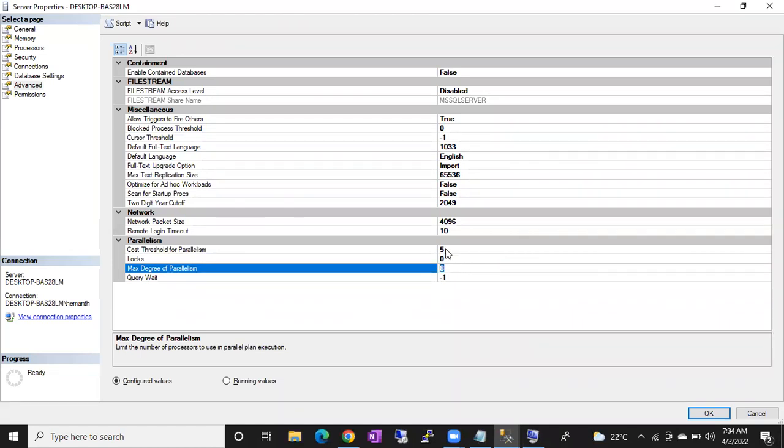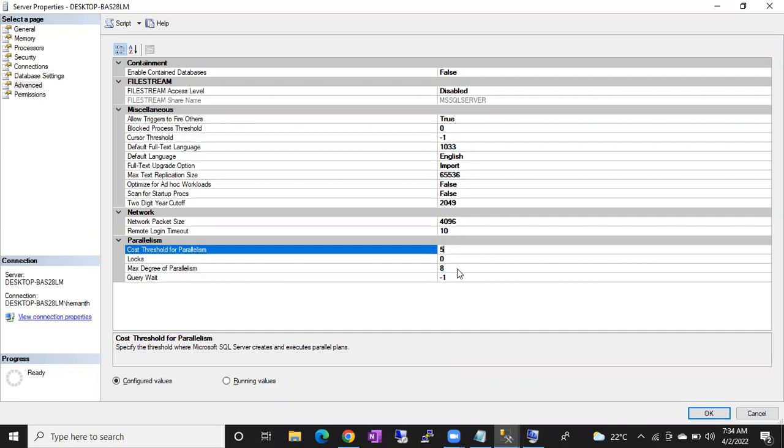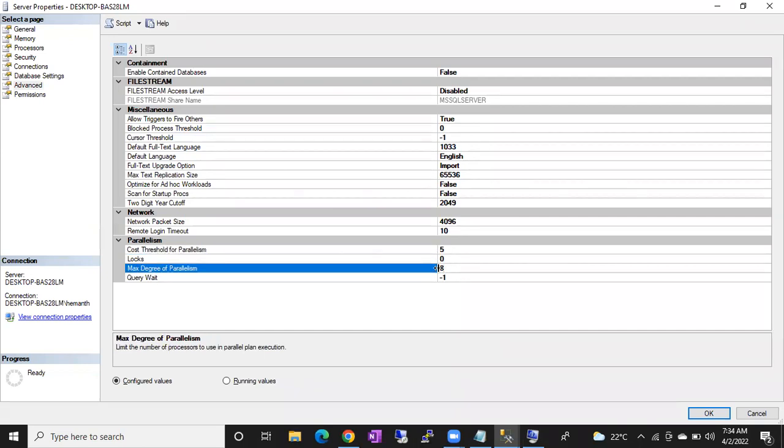So the cost threshold for parallelism will always be 4 or 5, and the max degree of parallelism depends upon the CPU cores. If it is 4, it's not an issue. Check how many cores are there. If 4 is there, here also 4 is fine. If 6 is there, here also 6 is fine. If 16 cores or 8 cores are there but here it is showing 2, then you can change it to 8 or 6.